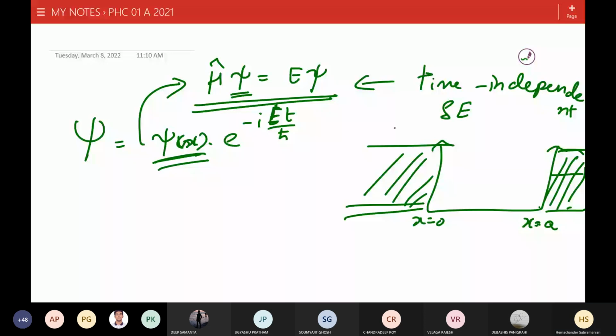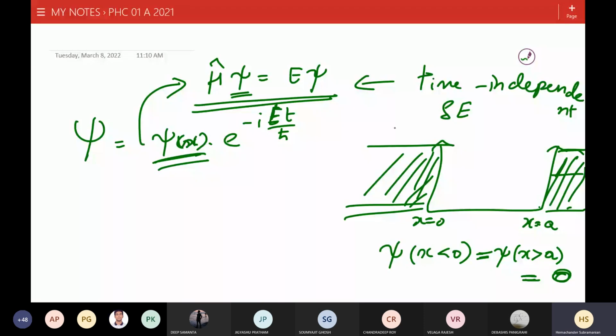So the particle cannot be found anywhere in this region. Basically psi of x for x less than 0 and x greater than a is 0. The probability amplitude for finding the particle below x equals 0 and above x equals a is 0. Does that make sense? Yes, sir.